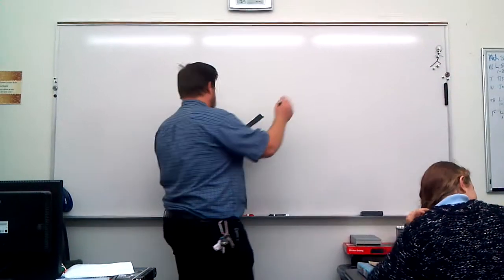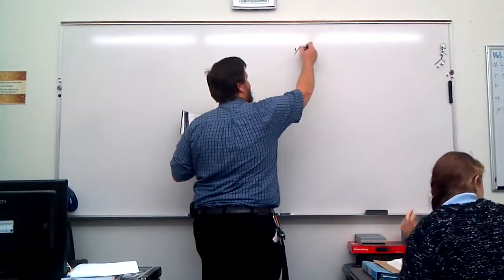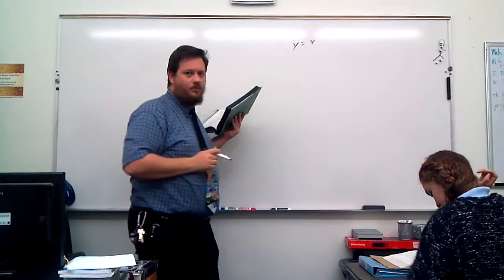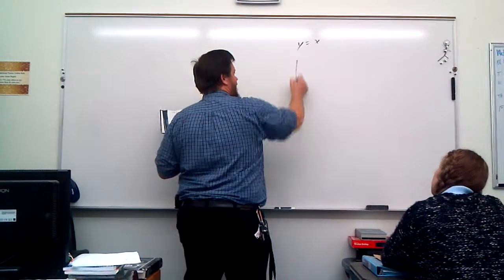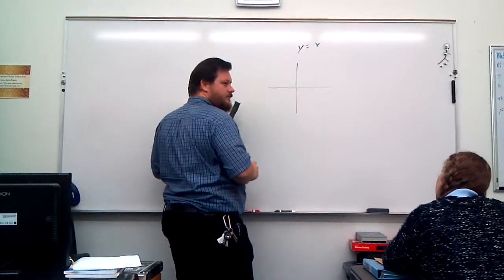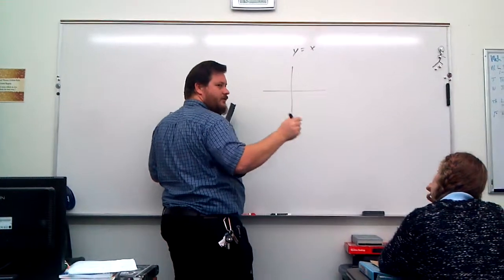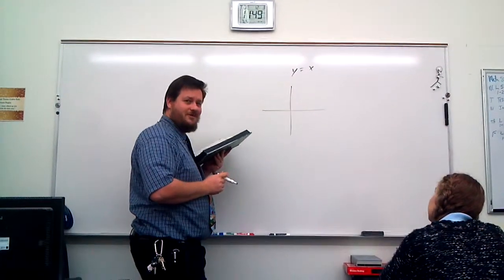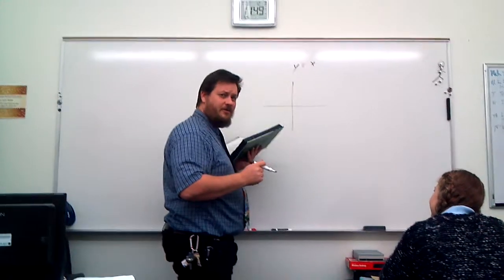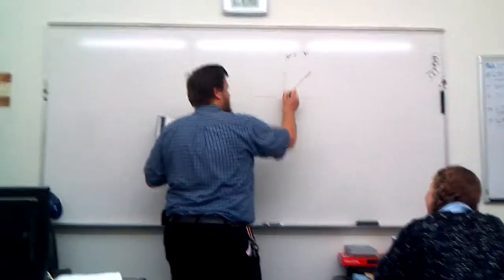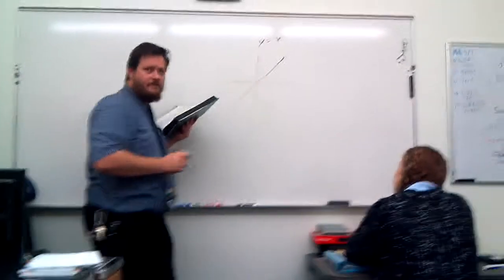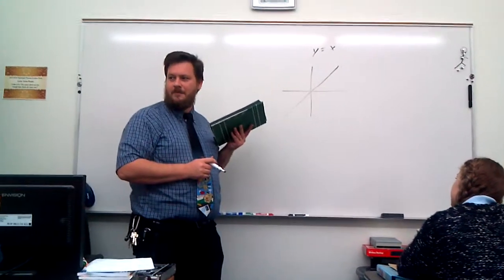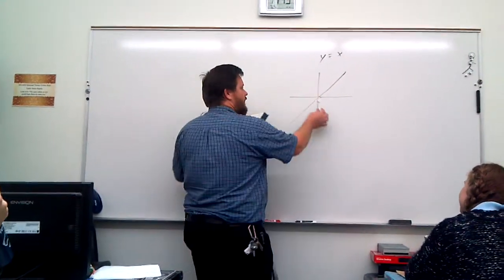All right, so let's take a simple example here of the function y equals x. What does the graph look like? It's a one-to-one linear function. That's right. Okay. The graph looks like this. Why? Because y equals x, everything you put in is going to be the same thing.